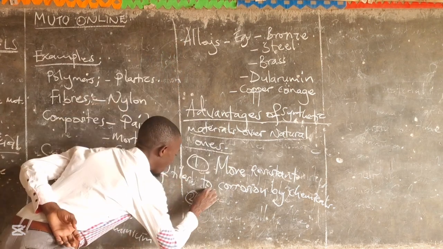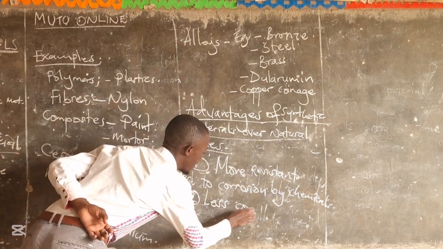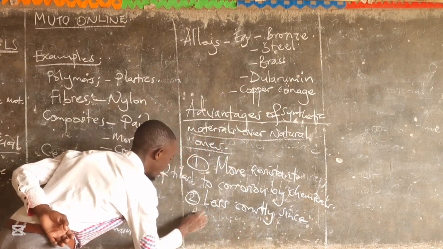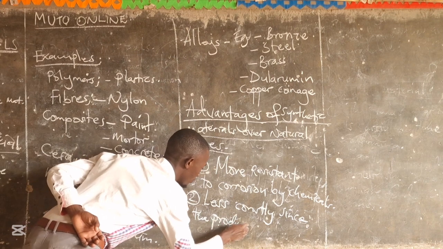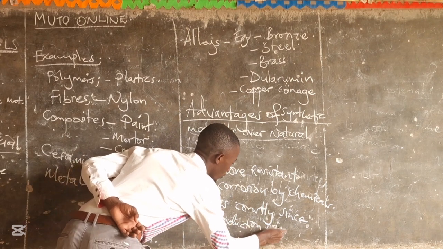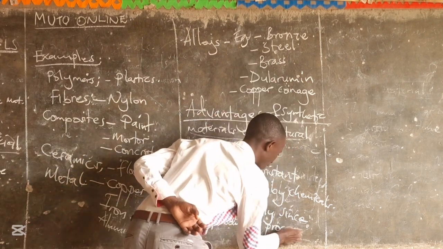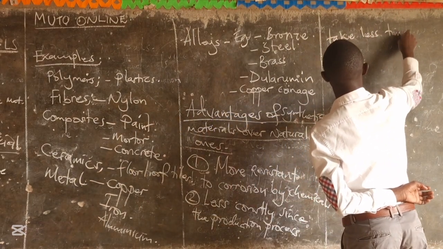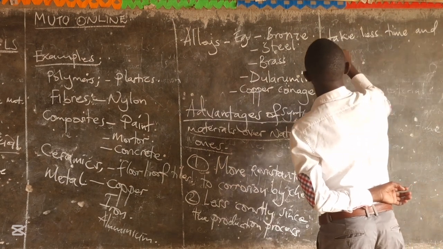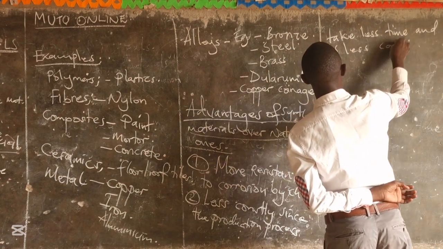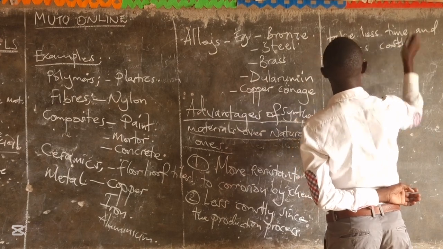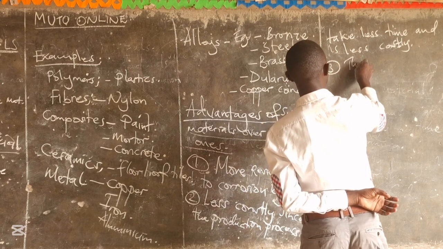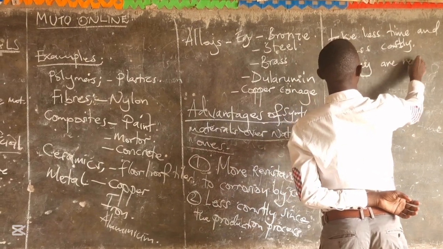So they are less costly since the production process takes less time and is less costly. Three, they are readily available.